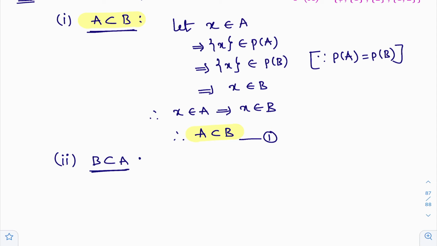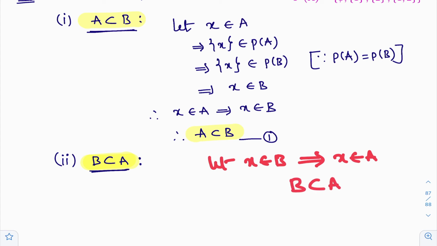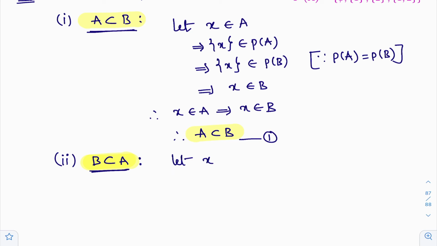How to prove B is a subset of A? Very simple. I'll take one element X in set B, and I'll simplify. At the end, if I get that X belongs to A, then I can say that B is a subset of A. So, to prove B is a subset of A, first I need to take one element in set B. Let X belong to set B. Okay, I have taken X belonging to set B.